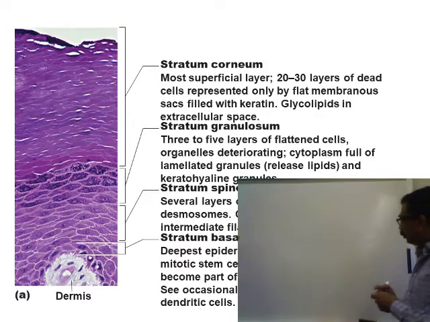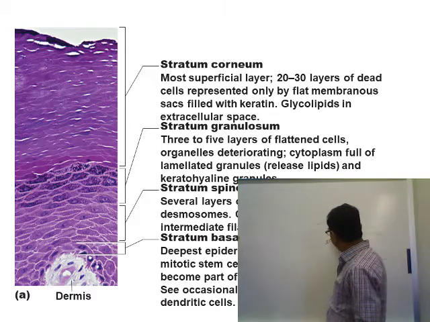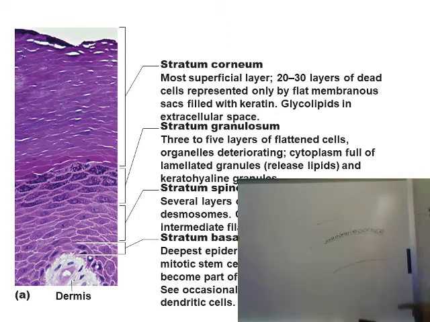Now, we'll see the layers of the epidermis. There are how many layers in the epidermis? 4 or 5, right? Depending on the type of skin. In thick skin, you have how many? Thick skin, 5. And thin skin, 4. We'll see what are those 5 layers in the thick skin. From inside to outside, I am drawing again, this is dermis and this is epidermis. So innermost layer of the epidermis is called stratum basale or basal layer.